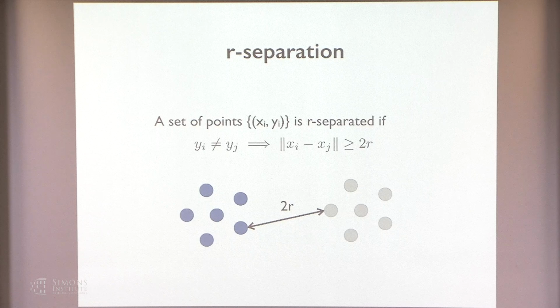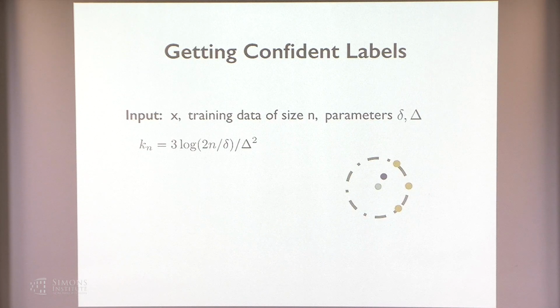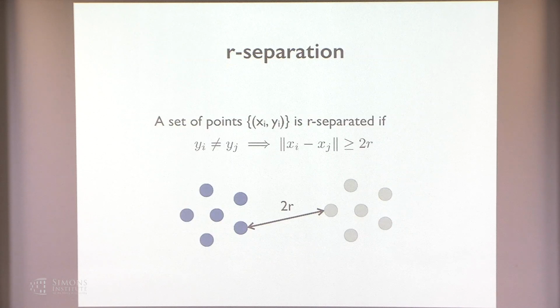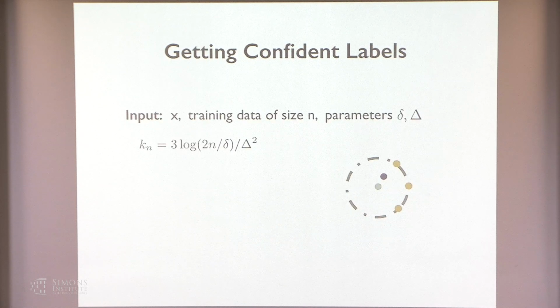Okay, so let's now try to formalize this. To formalize this, let me introduce this notion of R separation. Suppose you have a set of points xi, yi, a whole bunch of labeled training points. We say that these are R separated if points with different labels are at least distance 2r apart. Remember we talked about how points with different labels should be separated. The notion of separation we are going to use is R separation. And then we also talked about how we will keep the points whose labels we are confident about.